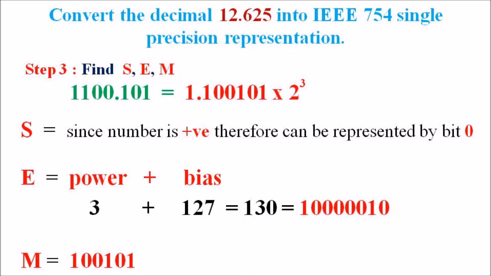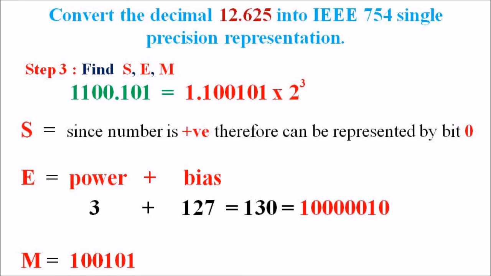This 130 is a decimal number, and it should be converted into binary, which results in 10000010, that is, a 1, five 0s, then 1 and 0. The third portion is the mantissa. The mantissa means the number after the binary point. So the mantissa portion is 100101. That is the fractional portion.